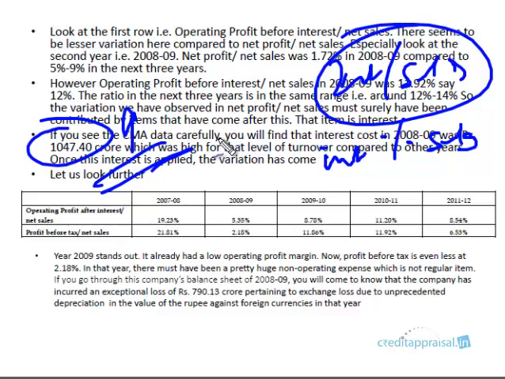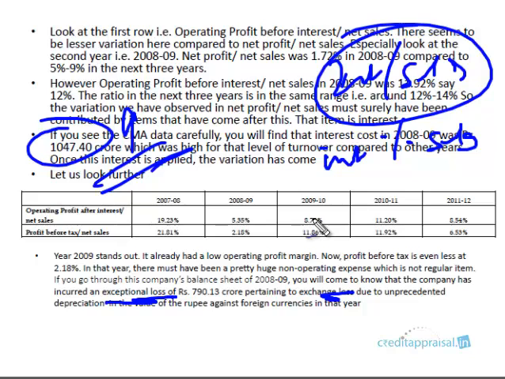There's also a non-operating item for that year 2008-9. Already the interest is high for that year, which has brought down the PAT. Added to that, there is an exceptional loss. This is a non-operating expense, due to exchange loss for this company. So the company has taken a huge hit.